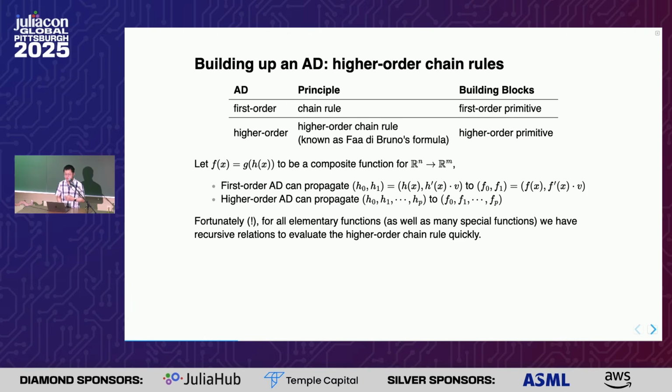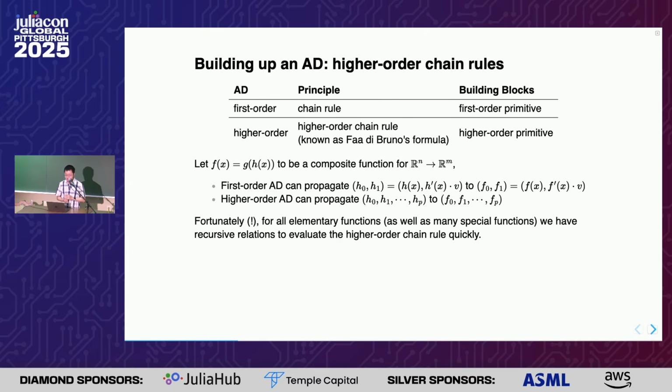And similarly, for higher order AD to work, we just need an equivalent of the chain rule in higher order contexts. Technically, it is known as Faà di Bruno's formula, but I will avoid using this name. Just call it the higher order chain rule. And as you expected, the higher order chain rule is capable of propagating h0, h1 towards hp, using our bundle notation, to f0, f1, and fp.